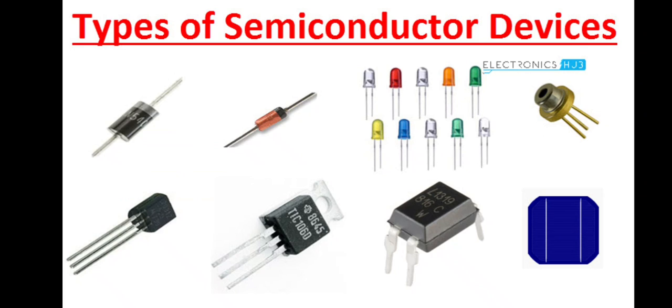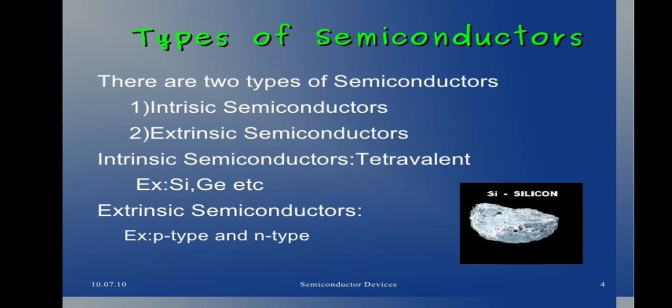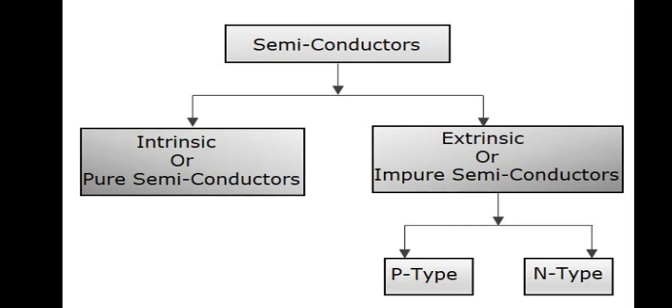Next, some types of semiconducting devices are transistors, diodes, chips, LED bulbs, etc. Types of semiconductors: there are two types of semiconductors. The first one is intrinsic semiconductors, and the second one is extrinsic semiconductors. Intrinsic semiconductors are tetravalent, for example silicon and germanium, and extrinsic semiconductors are, for example, P type and N type.